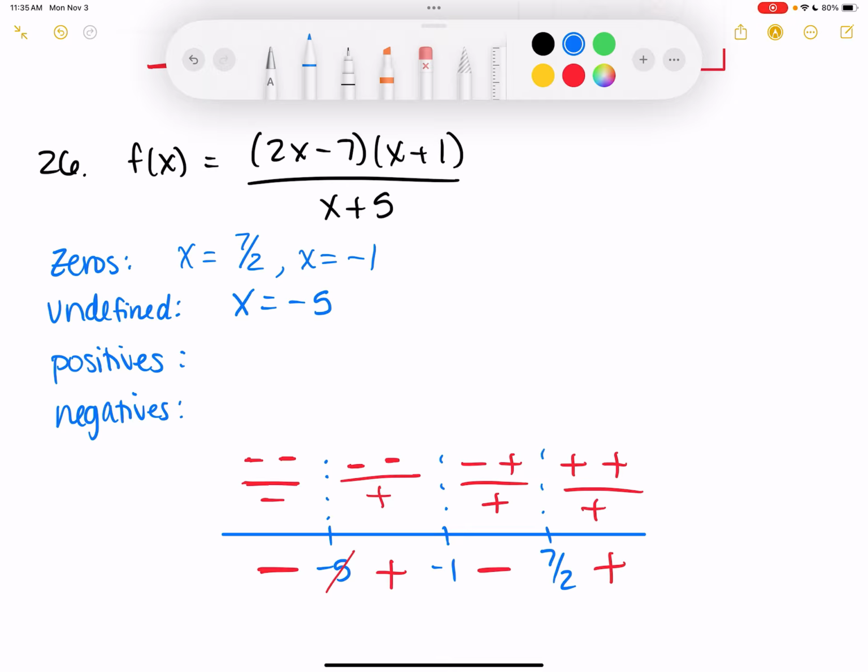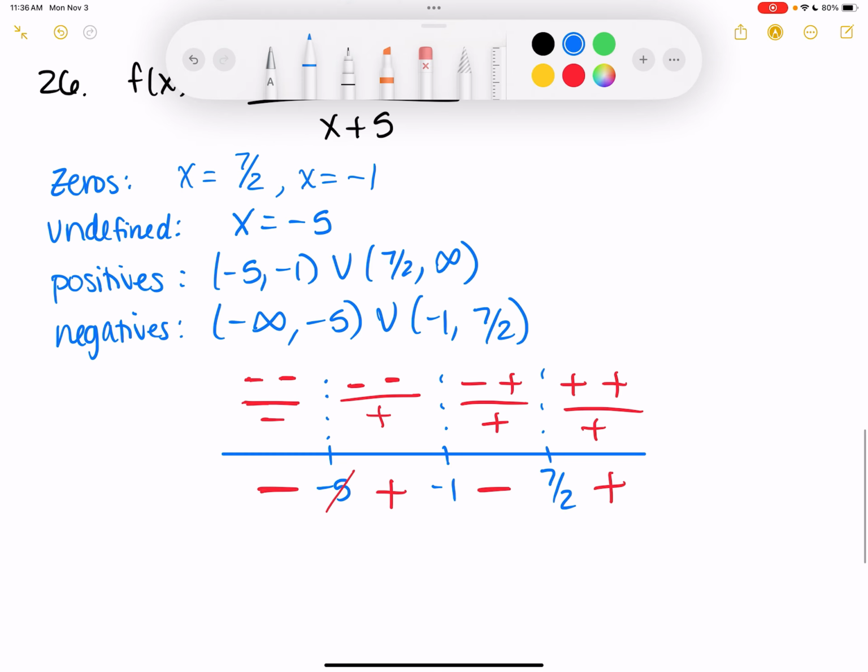So it is positive from -infinity to -5, union -1 to 7/2. I'm just going to write them in the other place. That was a negative. I usually go left to right, and then I get distracted which way I worded them. All right, positives, -5 to -1, union 7/2 to infinity.